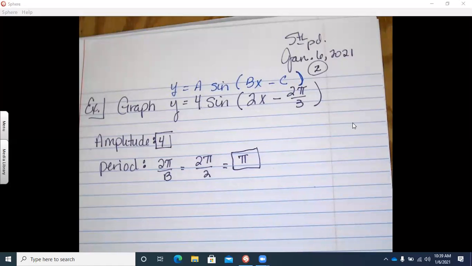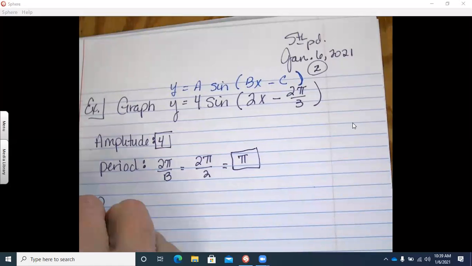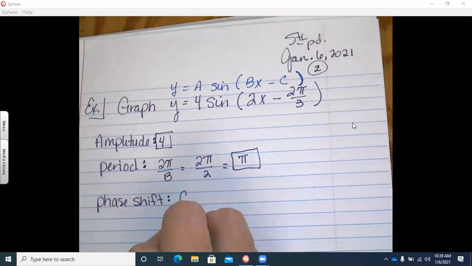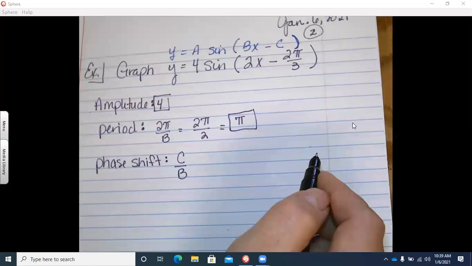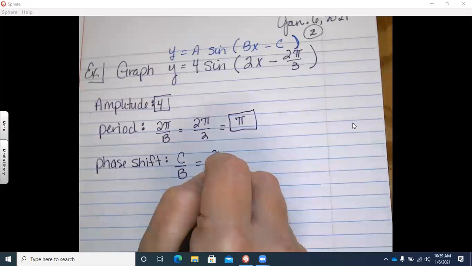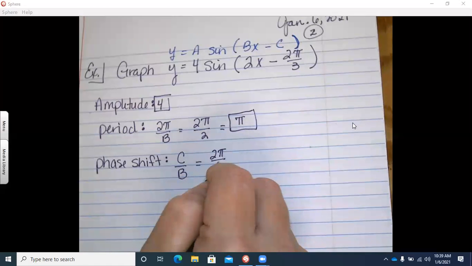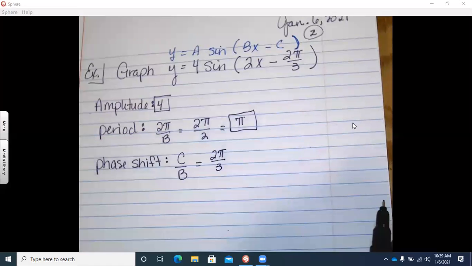So to find the phase shift, you can find the starting and ending place if you want to. I'm going to end up finding it a different way, but I do use the C divided by B to find the starting point, the left side of one cycle. So that's going to be C divided by B. So we said C is 2 pi over 3. The sign is different than what it looks like. I'll make a note about that in a minute. Quantity divided by what? 2.